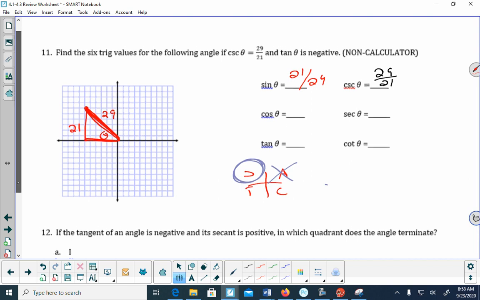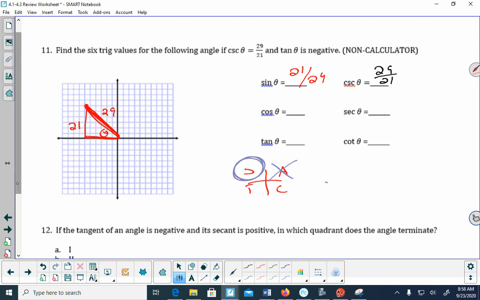All right, now I need to find my missing side. So I'm going to call this x. So I'm going to say 21 squared plus x squared is equal to 29 squared. And when I do all that, I end up getting x to equal plus or minus 20 because I took the square root. But since I'm moving to the left, I'm going to make that a negative 20 because my x value would be negative. So my cosine is going to be a negative 20 over 29, adjacent over hypotenuse.